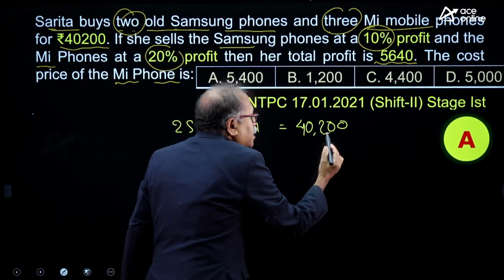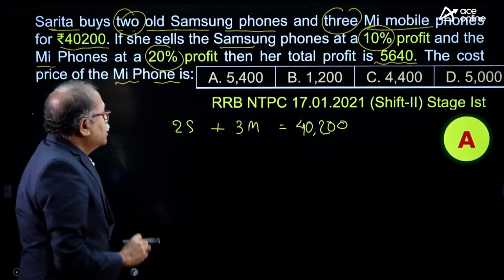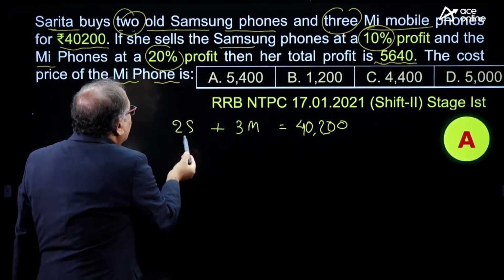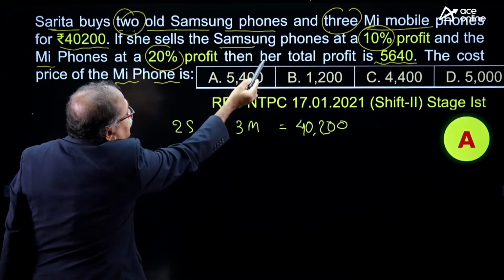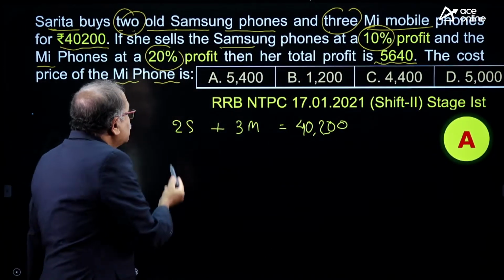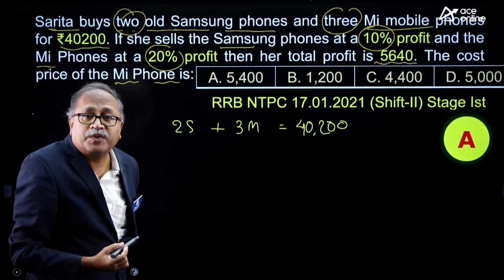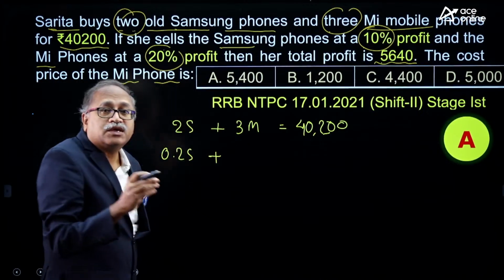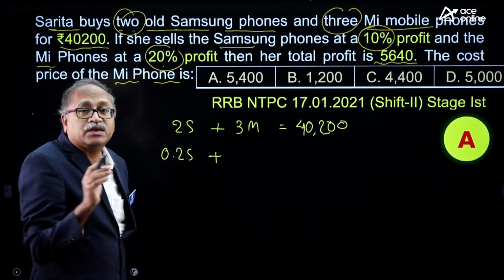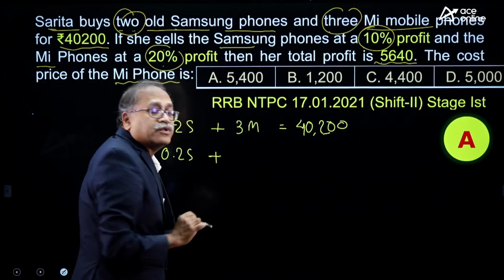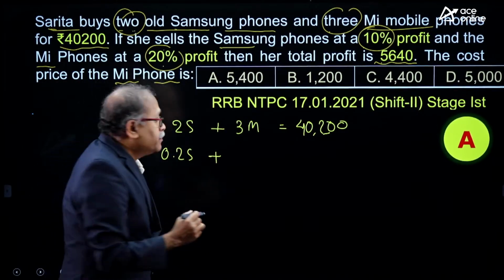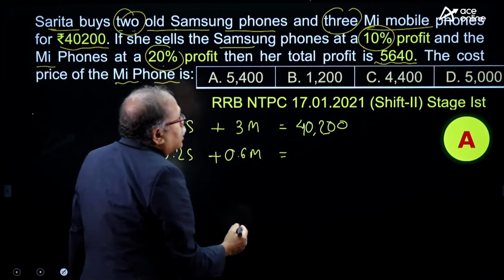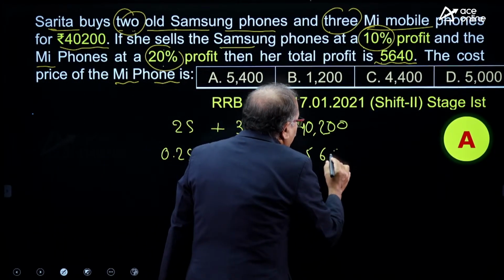Every question I will be answering with the best approach. And the second one is given, the total profit is given. What is the profit in the Samsung phone? In the Samsung phone, 10% profit. What is 10% of 2S? That is 0.2S. So 0.2S plus, in the MI phone, what is the profit percentage? 20%. So what is 20% of 3M? That is 0.6M, and this total is given to us as 5640.